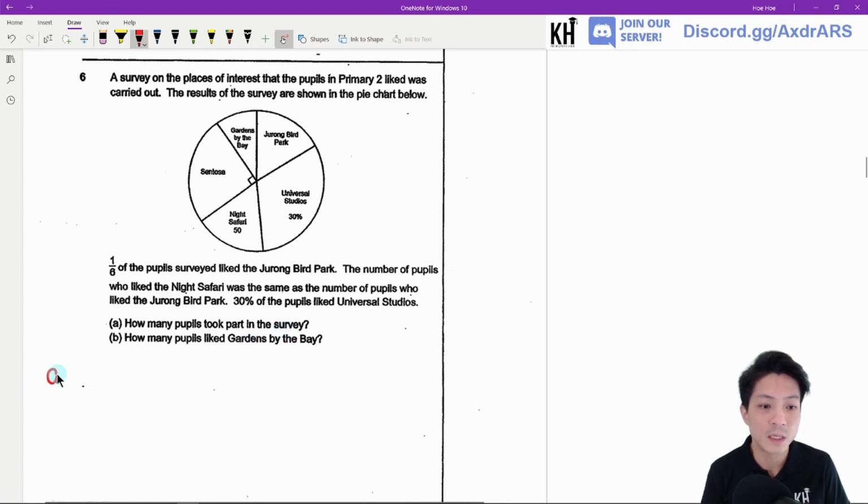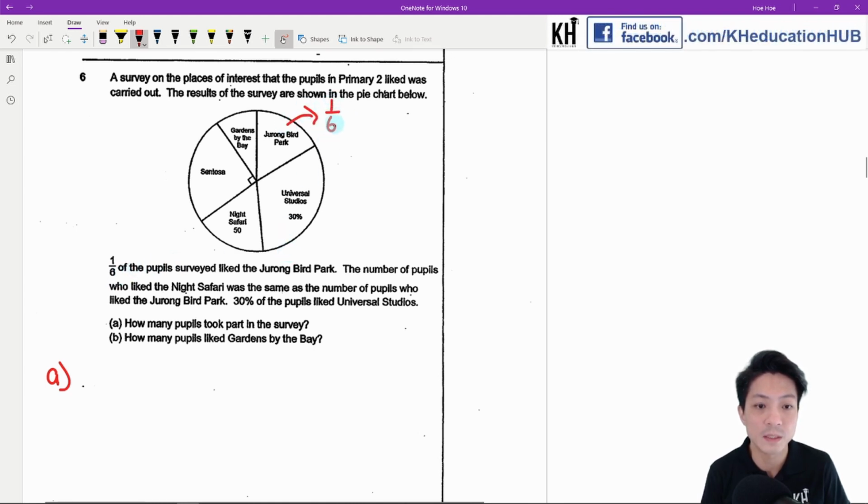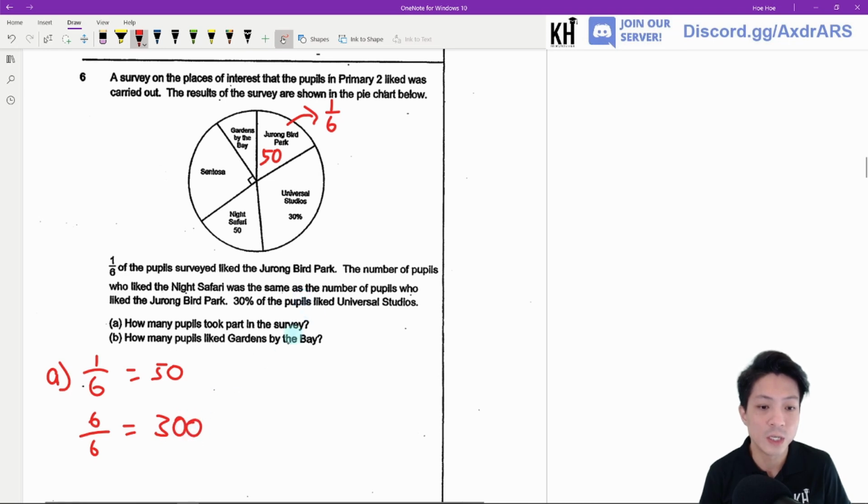Okay, we can do part A first. 1/6 of the pupils like Jurong Bird Park. So this is 1/6, right? Number of pupils who like Night Safari was the same as the number of pupils who like Jurong Bird Park, which means that if Night Safari is 50, this is also 50. Okay, so if 1/6 is equal to 50, then 6/6 will be 50 times 6, that is 300. Okay, that's the answer for part A.